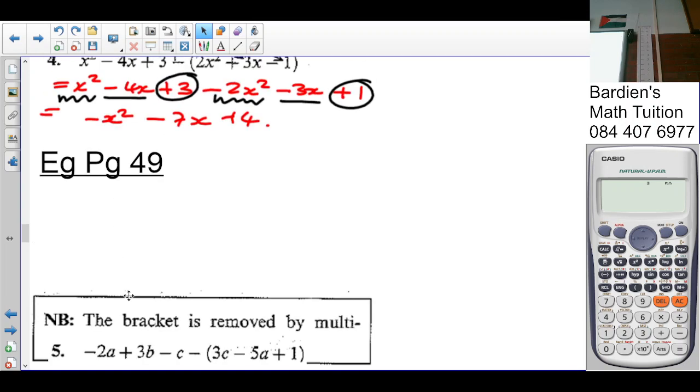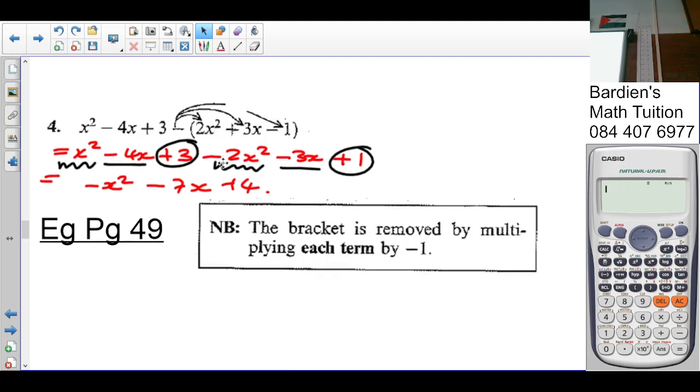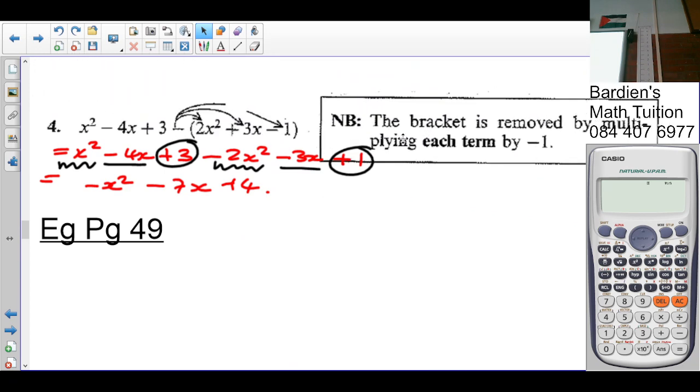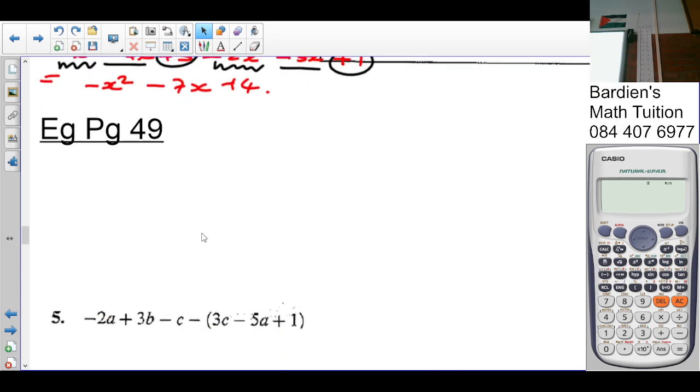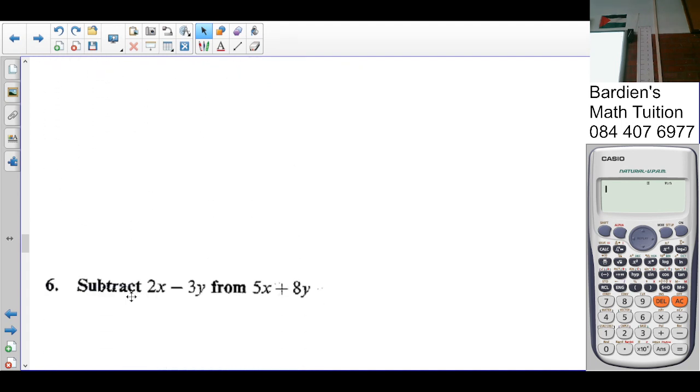So there's a note that I made here, that the bracket is removed by multiplying each term by negative 1. That is what they're referring to there. Not so? And we just spoke about that now. Alright. Here's the next one. Number 5.